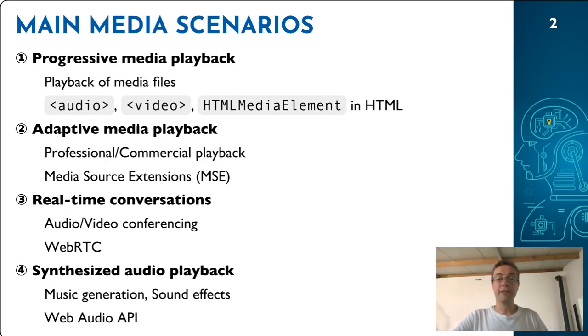Third media scenario is different. It is about real-time audio-video conversation. It was enabled by WebRTC, and WebRTC is also used to stream media in scenarios that require latency to be minimal, for instance, cloud gaming. Fourth media scenario is also completely different. It is about synthesized audio playback to generate music or sound effects in games, for instance. This was enabled by the Web Audio API.